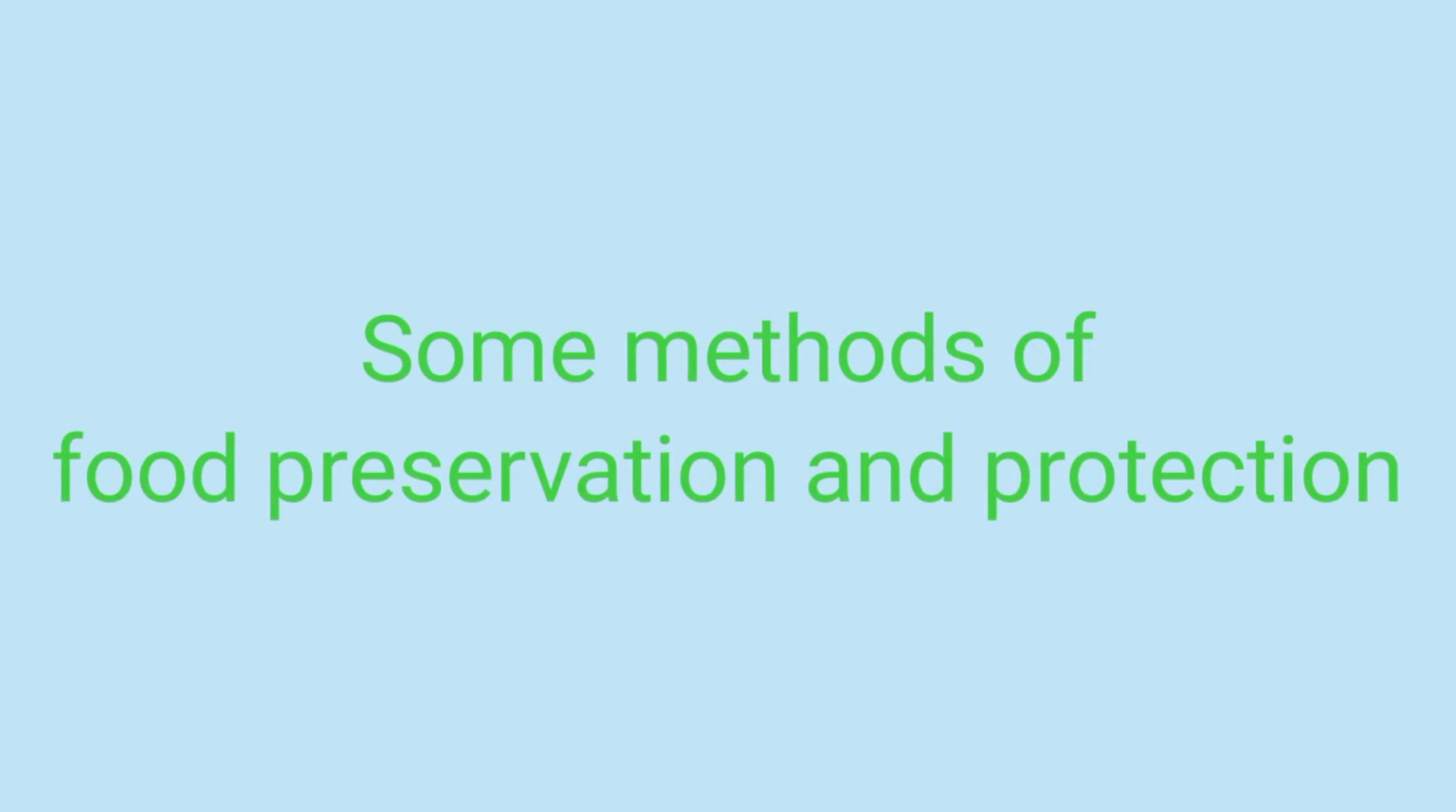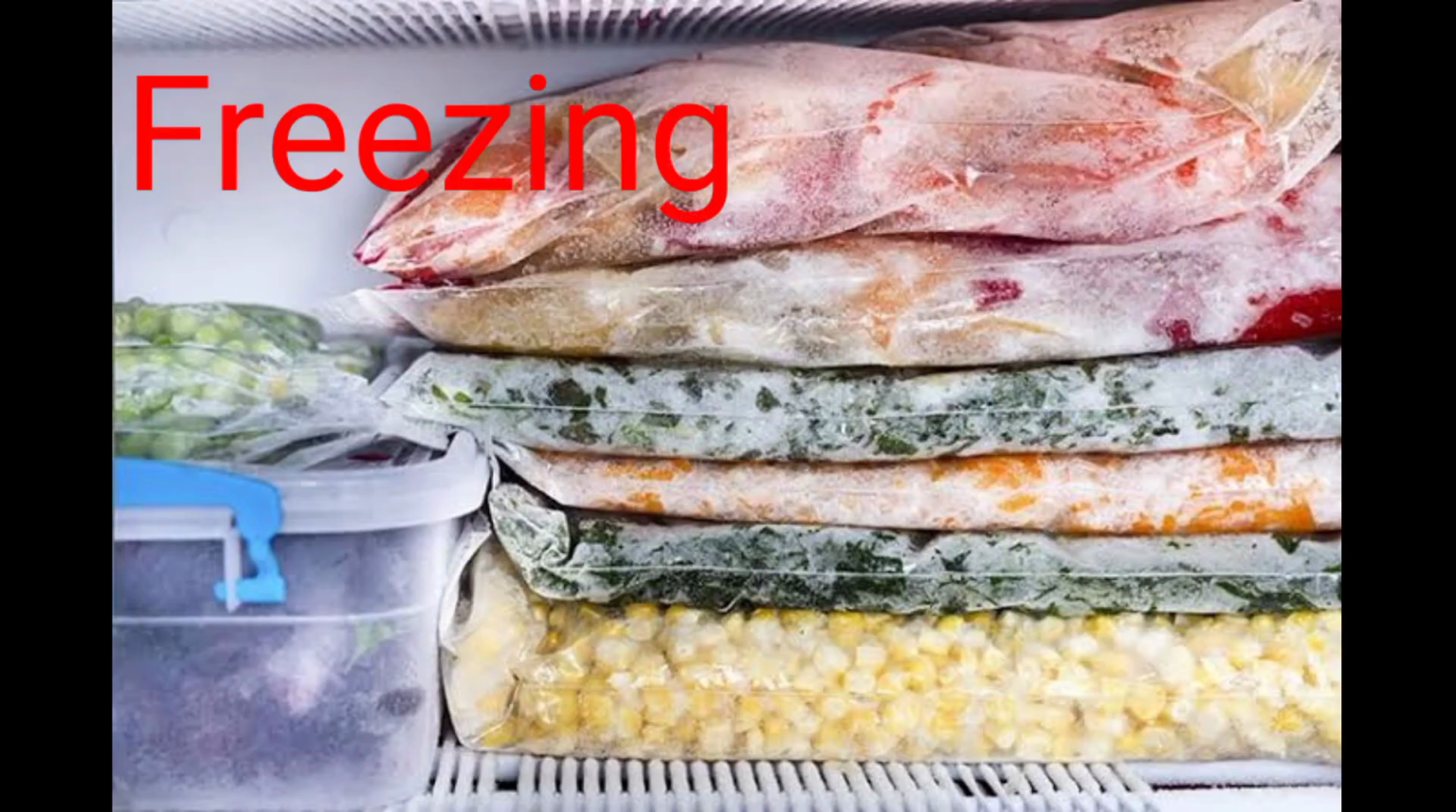So these methods are mostly used in industrial scale and at home also. These methods are very useful for the protection and the preservation of the food. So first method is the freezing. We all know that freezing is to store the food at the low temperature. We all know that a refrigerator is a very important machine to store the food at the low temperature.